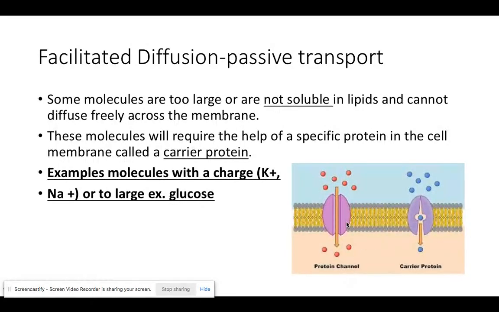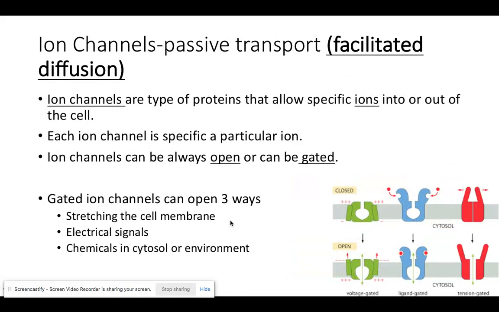But the difference here is that you actually have to be facilitating that diffusion. That's why it's called facilitated diffusion. So facilitate just means to help. So these examples are going to be very large molecules, and they're not soluble in lipids, so they can't pass through the cell membrane, or they actually need to be carried across. So examples would be potassium or sodium ions, which are going to need facilitated diffusion, or even large molecules like glucose, which are going to need to be facilitated across the cell membrane. So again, they need a carrier protein or protein channel.